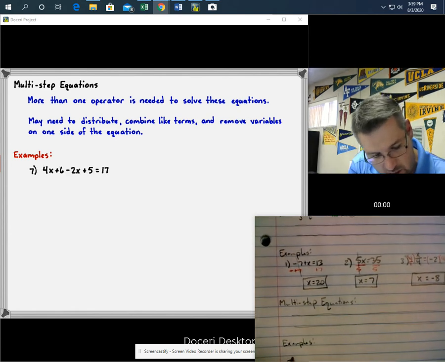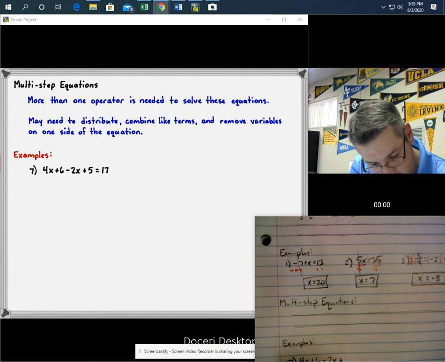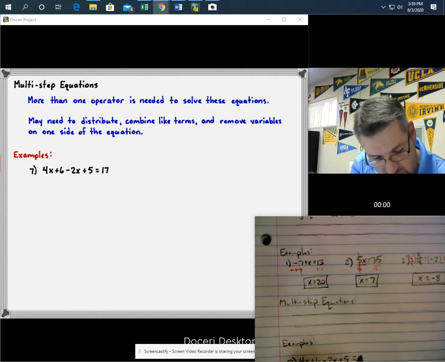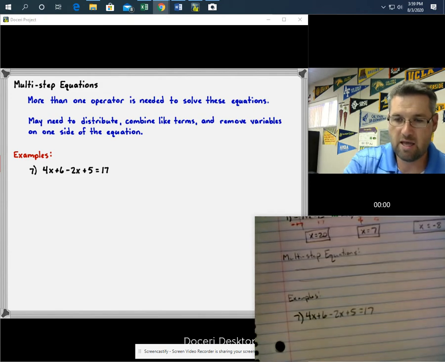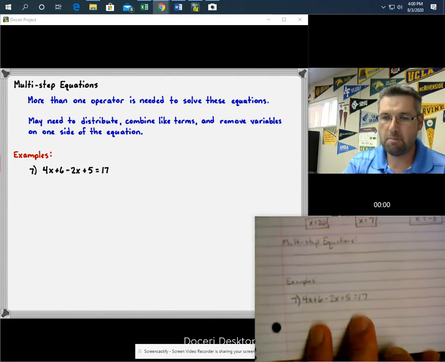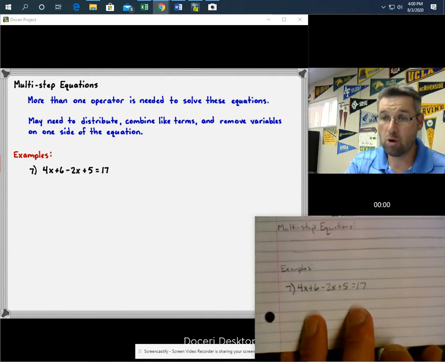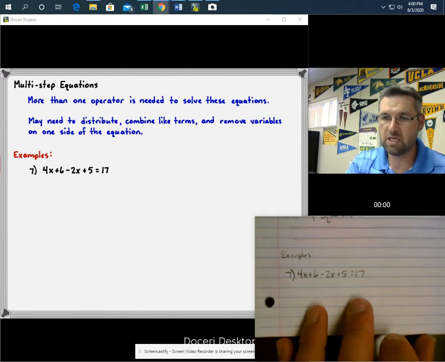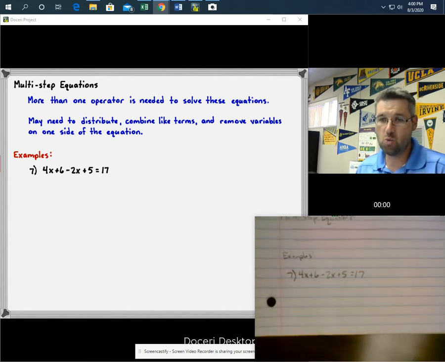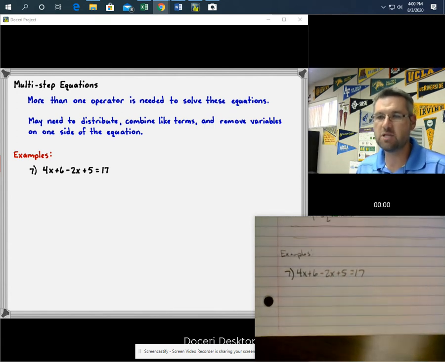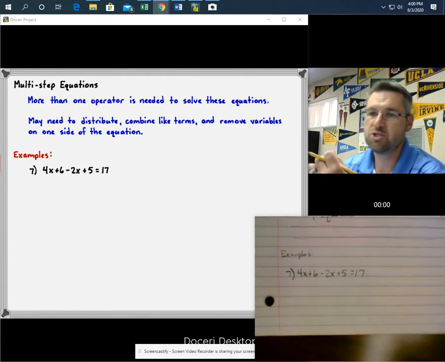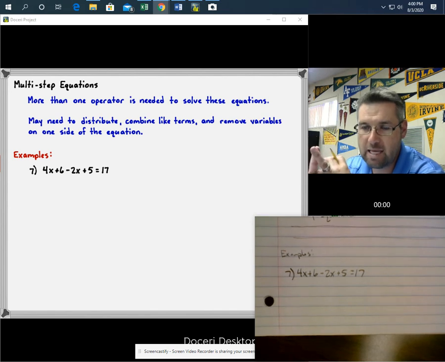Number 7 is 4x plus 6 minus 2x plus 5 equals 17. Now, this one looks a little bit more complicated than the previous problems, but believe me, it's not horrible. Okay, I'm going to give you kind of a routine here. The first thing you want to do, so this is all on your right-hand side because it's an example, is try to distribute and try to combine like terms.